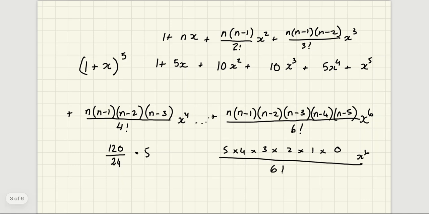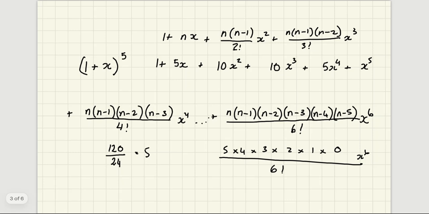And any term after that has an n minus 5 in it, so you're always going to have a times 0. Therefore, any subsequent term in your infinite series is just going to be 0, 0, 0, 0. So that's why it does work. Obviously, you're not going to use this formula for this expansion, are you? You've got a much quicker, much simpler way to do it.